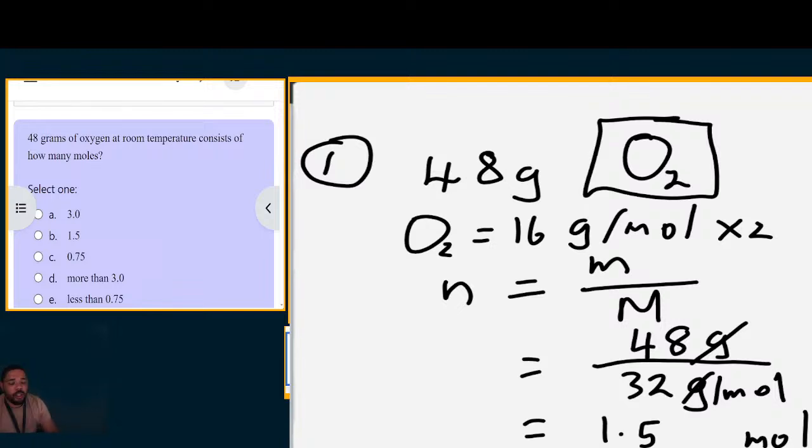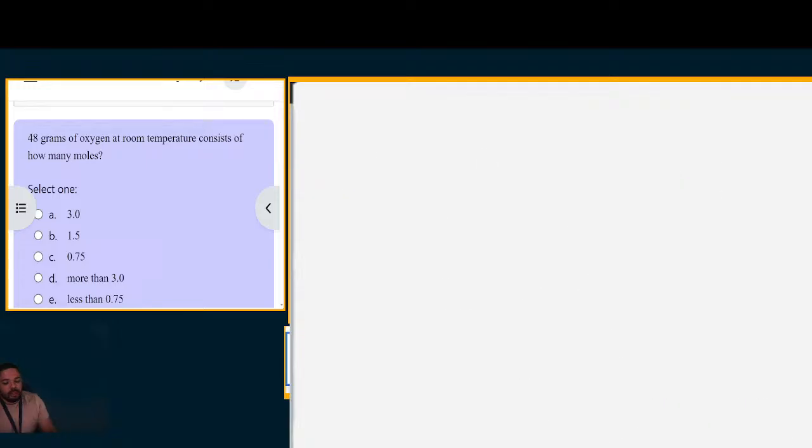Now, you can actually calculate the number of particles in there because 1 mole consists of Avogadro's number of particles, 6.022 times 10 to the 23 particles. You multiply the moles by Avogadro's number and you get the number of particles. That's just something you should have done in your chemistry or physics in high school.